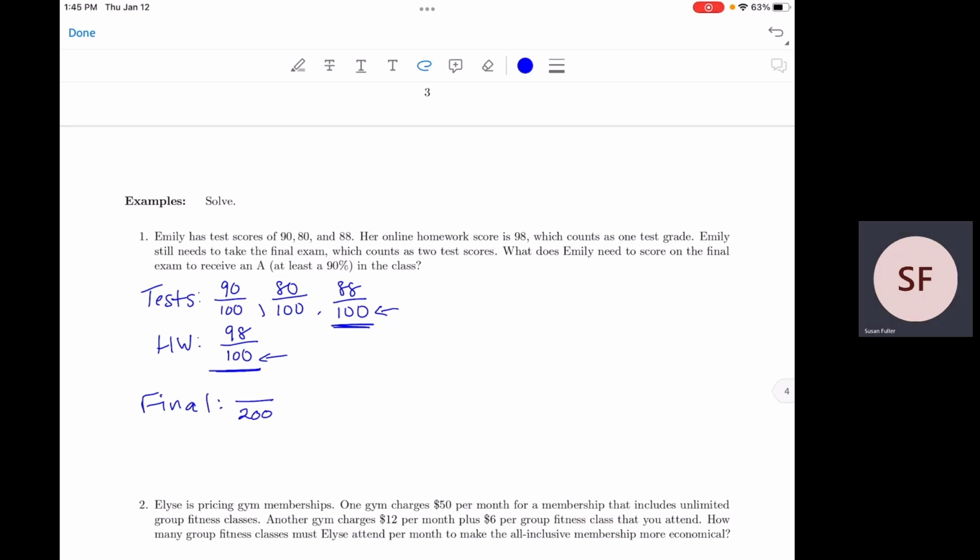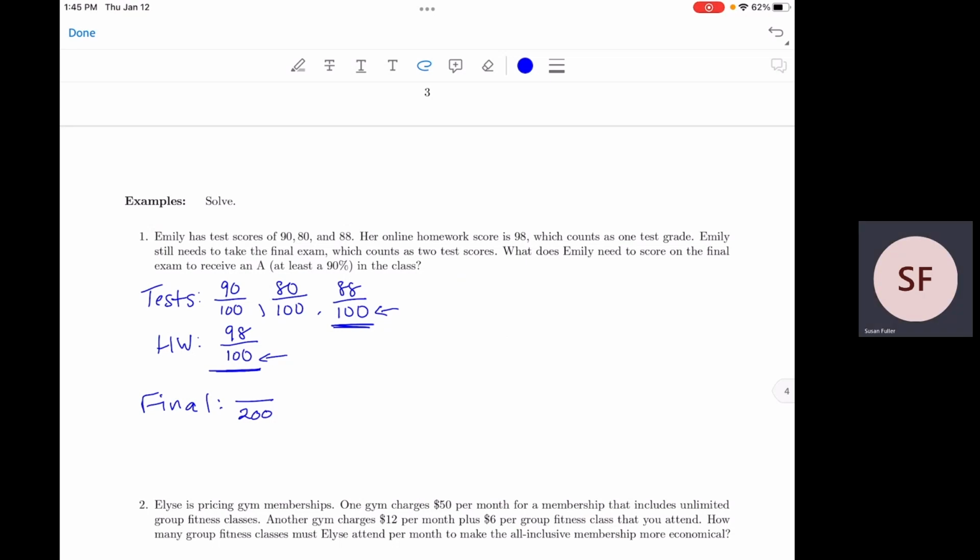Okay, so that's what we know. That's all of the information that we have. What does Emily need to score on the final exam to receive an A, which is at least a 90% in the class? That's what we're asked to find. Okay, so I think I've sifted through what we're given and what we're asked to find.